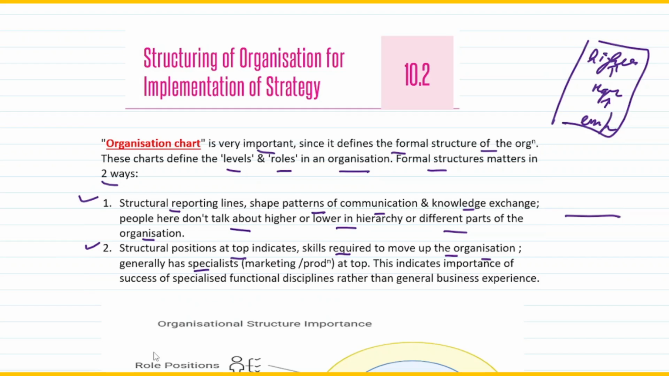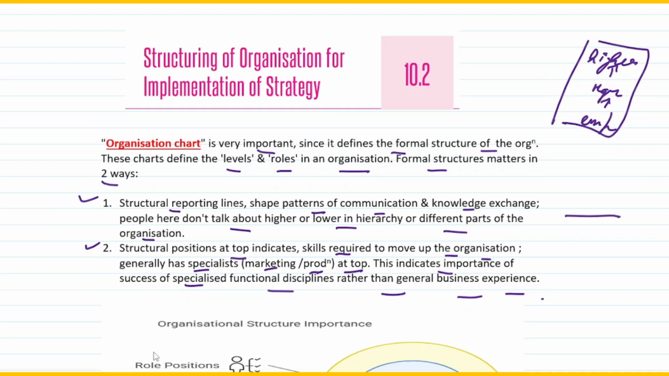Who can be these specialists? These can be the marketing people or the production people at the top. For example, you say marketing manager or marketing head for that matter. These people reach that position only based on their skills. So that's what the second part talks about. This indicates the importance of success of specialized function disciplines rather than general business experience. So in this kind of setup, if you really want to grow up the ladder, you have to be an expert. You have to have good expertise in the skills that you have rather than having only general business experience, right?